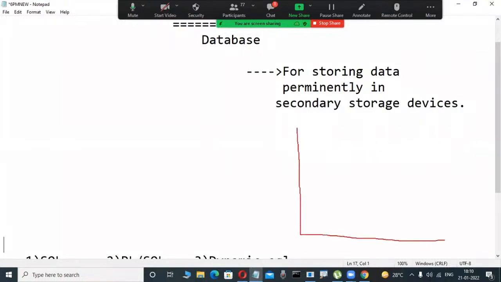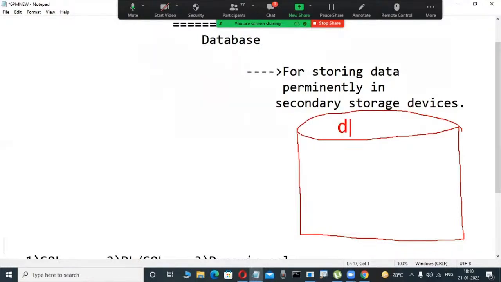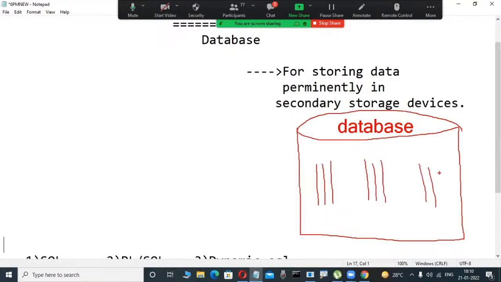These relational databases do not store a random collection of data. They only store a structured collection of data. Yesterday I told you, suppose this is an Oracle database. Database means some place. Observe it here: we store a structured collection of data only in this place, in an organized fashion.